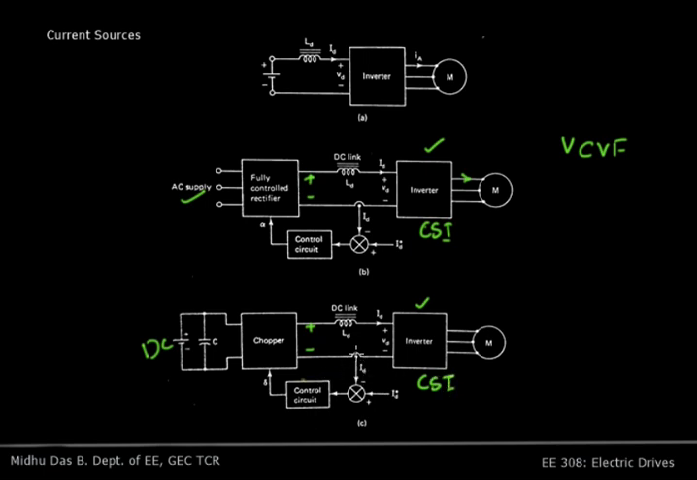So ID can be sensed from this DC link, and the control circuit can give the firing angle, or, due to this controlled rectifier, the duty ratio of the chopper is adjusted using the control circuit to control the value of ID in response to the requirement of torque by the induction motor.